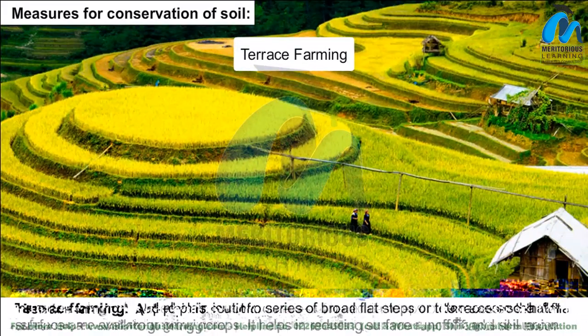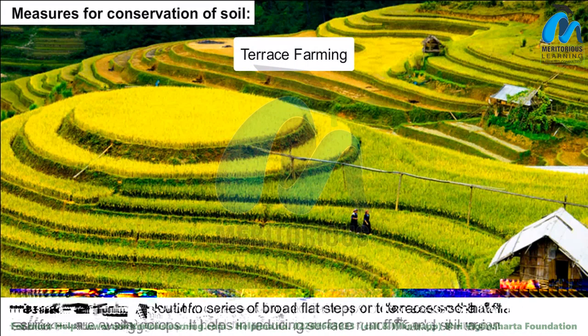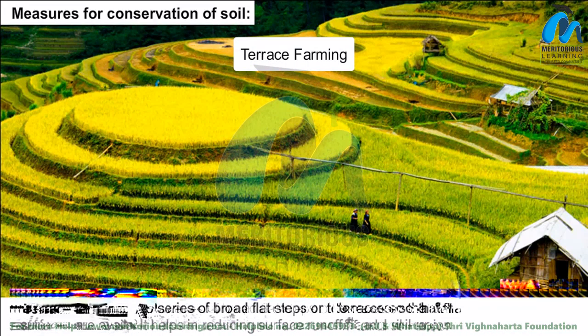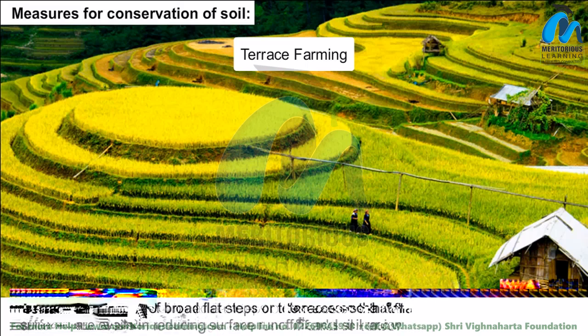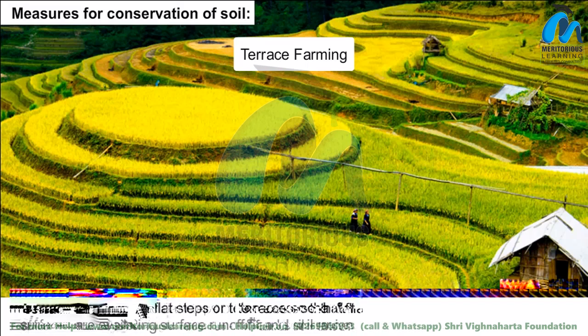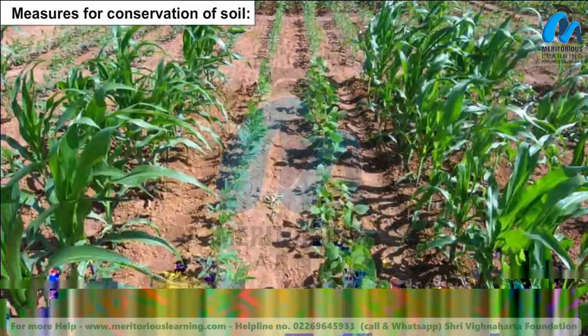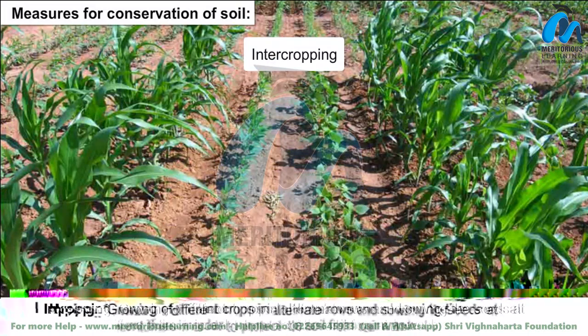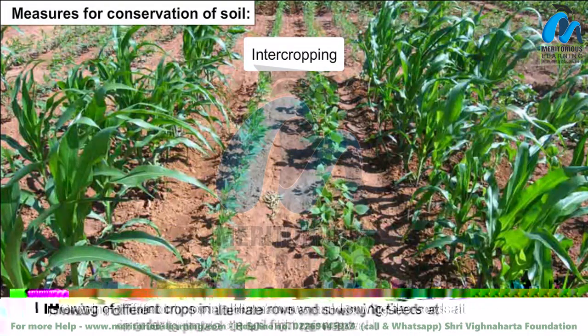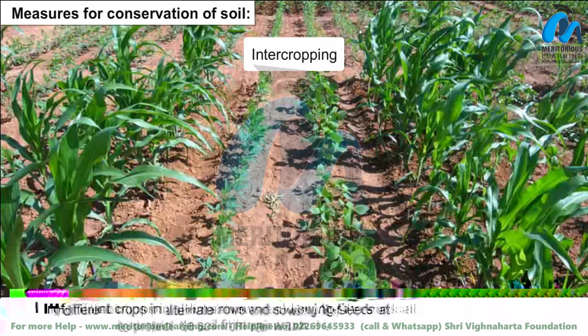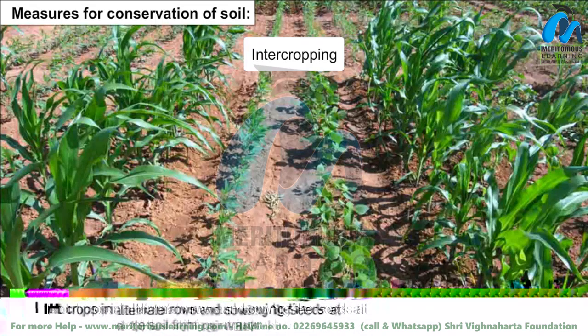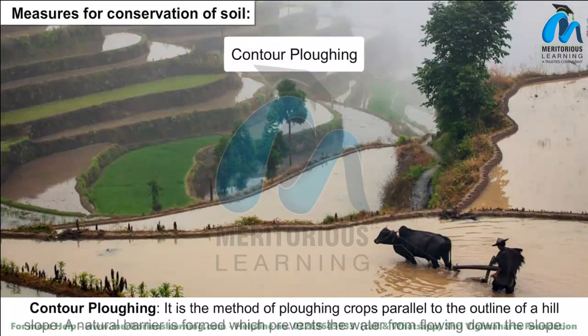Terrace farming. A sloped plain is cut into a series of broad flat steps or terraces so that flat surfaces are available for growing crops. It helps in reducing surface runoff and soil erosion. Intercropping: growing of different crops in alternate rows and sowing the seeds at different times in order to protect the soil from rain wash.